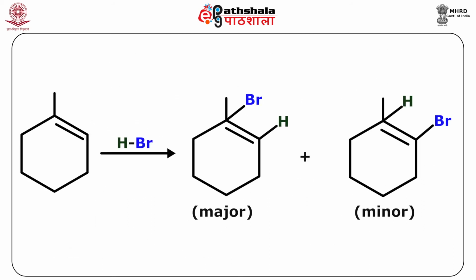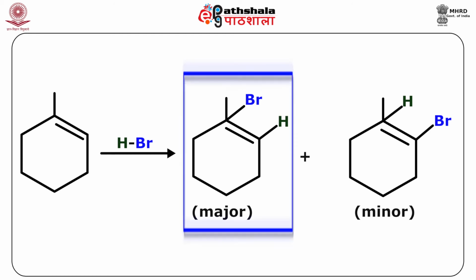Hydrogen halide addition to an alkene is another example of regioselectivity. Consider the hydrogen bromide addition to methylcyclohexene. It is a regioselective addition to give only 1-bromo-1-methylcyclohexane. The fifth example is the ring opening of epoxides.